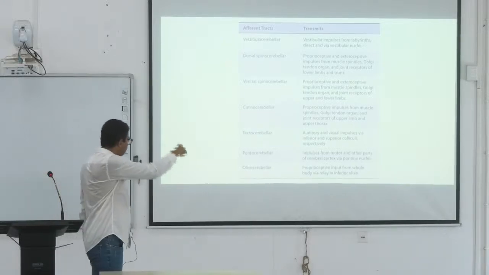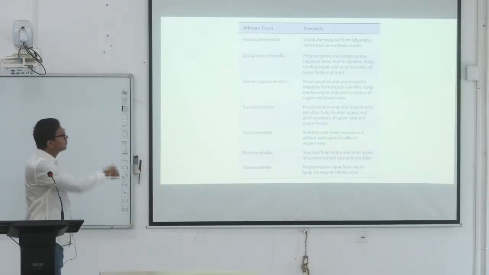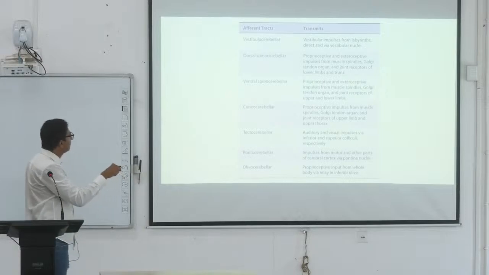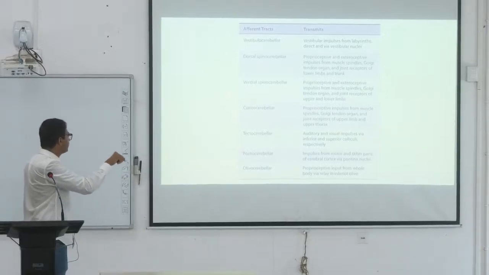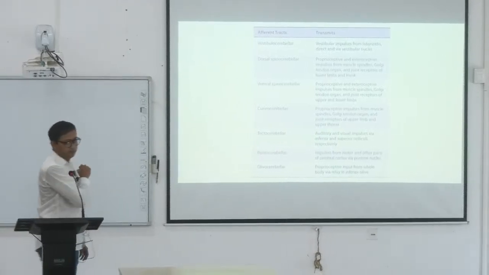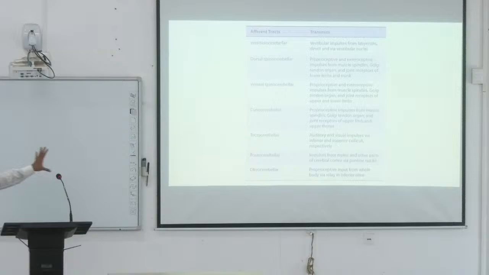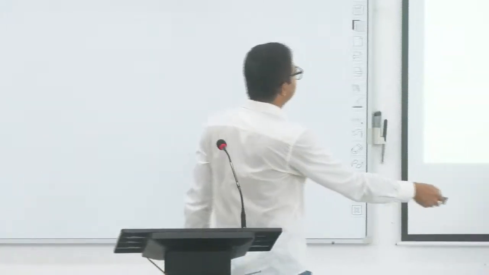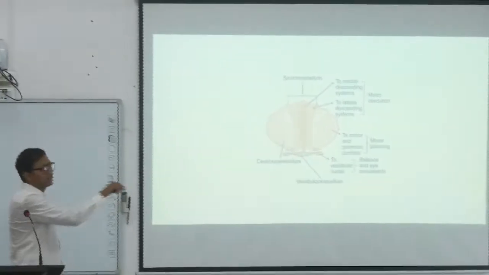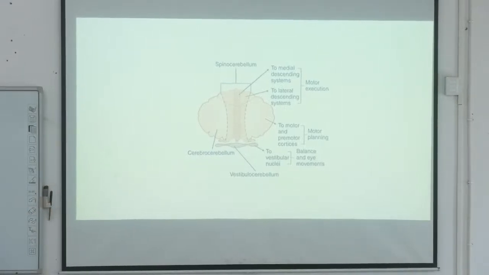So just remember the names, okay, only the names of the afferent tracts. It is vestibulocerebellar, spinocerebellar under which dorsal and ventral, cuneocerebellar, tectocerebellar, pontocerebellar and olivocerebellar, right? So these are afferent tracts coming to cerebellum, and this one is the efferent tract going from cerebellum, right?